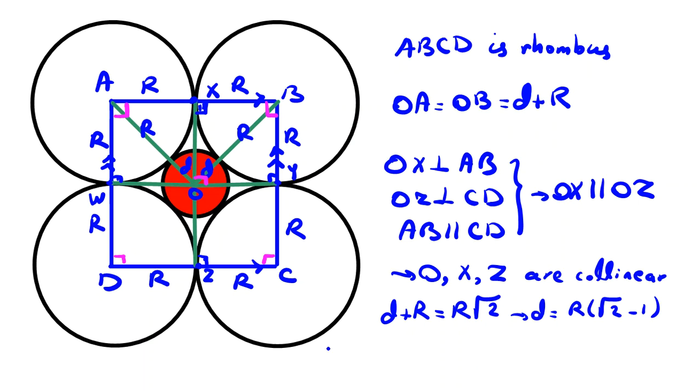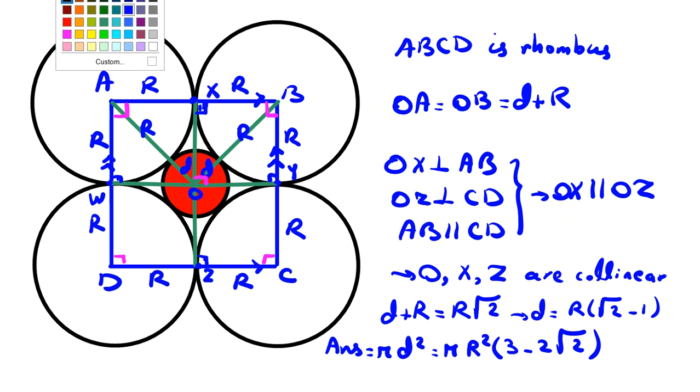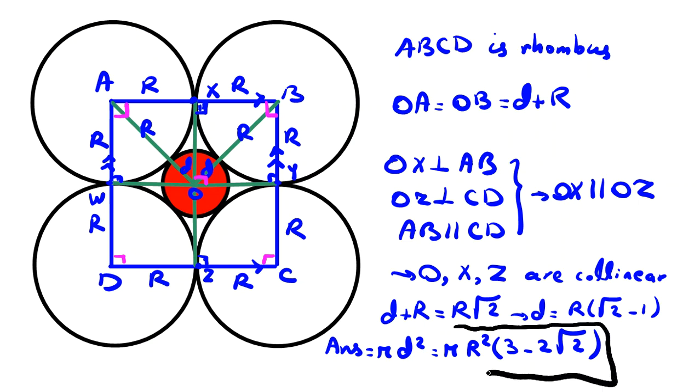The answer of this problem is what? It is pi d squared, because the radius is d. So if we replace here, it will be pi R squared times root 2 minus 1 squared, which is 2 plus 1, 3 minus 2 root 2. So we found the area of this red circle in terms of R, which is the radius of these four equal circles.